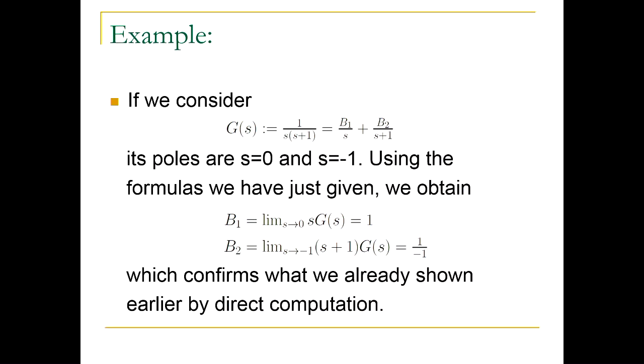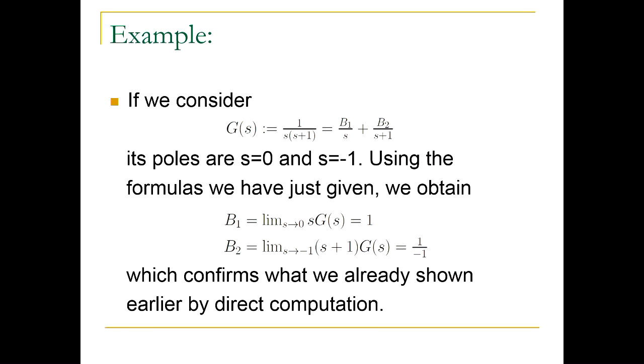So if we consider the example we considered before, there was this term here. I want to apply this formula to this term to demonstrate that indeed what I wrote before is correct. The poles here are s equals 0 and s equals minus 1. They are the values of s for which the denominator vanishes. So to calculate b1, I multiply by s minus 0, which is s, the first pole, times G of s. Well, you can find that you get 1.